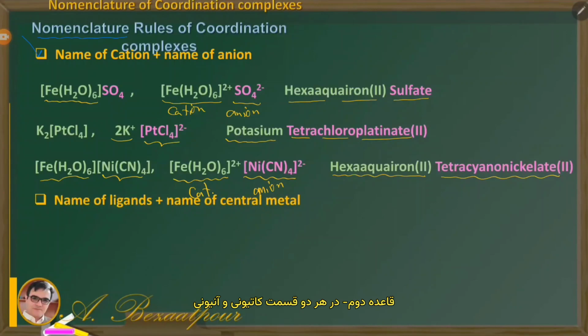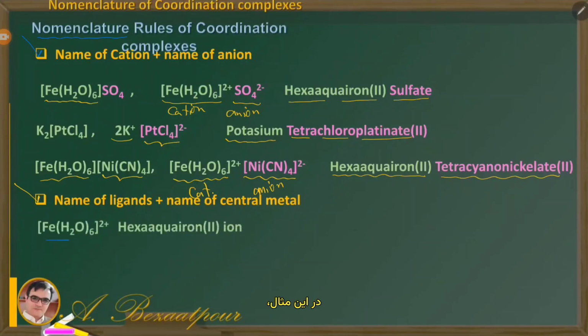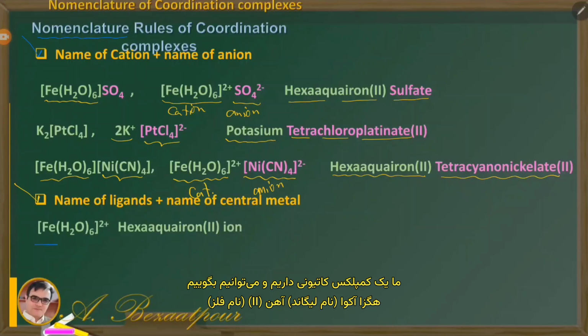The second rule: in both the cationic and anionic parts, we have to bring first the name of the ligands and finally the name of the metal. In this example, we have a cation complex and we can say hexaaqua, the ligand name, and iron(II), the metal name.